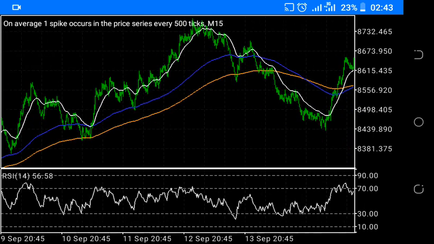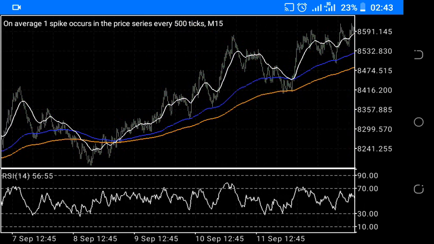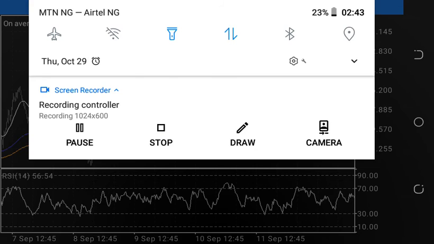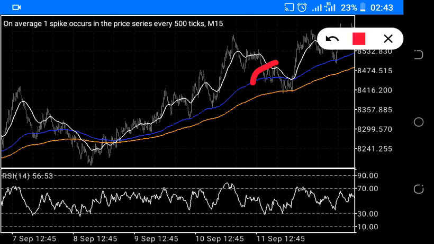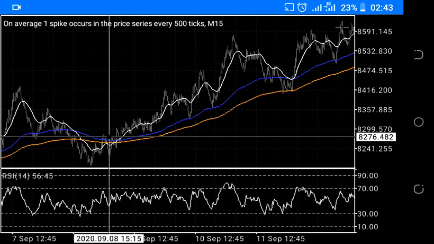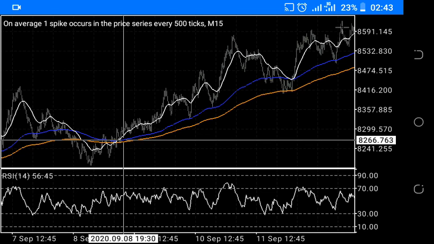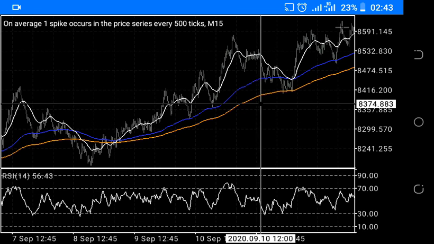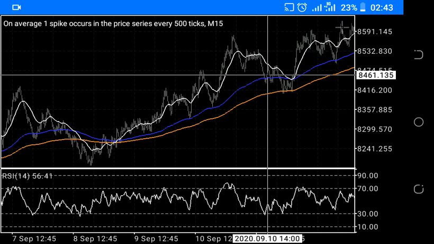So somebody must say, when should I exit? For me, I always advise traders to exit after the price has gone below the 120. That is for you to secure the little profit you have made. So peradventure you had entered here when we had the moving average cross at this price. Let me check the price. At this price, 8266, and you had exited when it broke this moving average here.